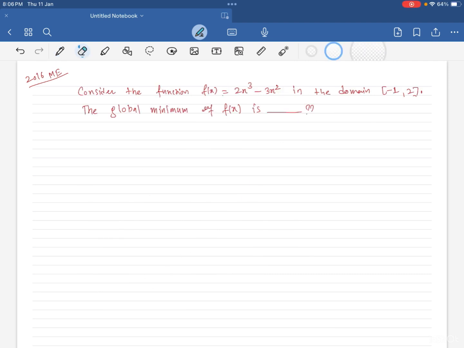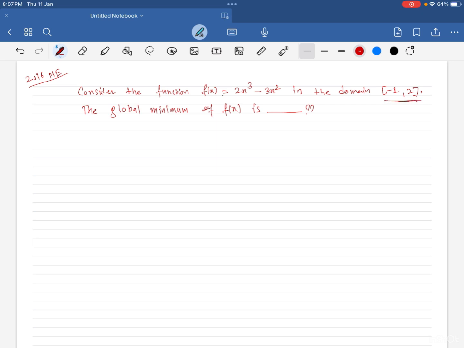So this question is from 2016 ME. Consider the function f(x) = 2x³ − 3x² in the domain minus 1 to 2. The global minimum of the function f(x) is? So you will have to find the global minima of this function f(x) within this domain, right?